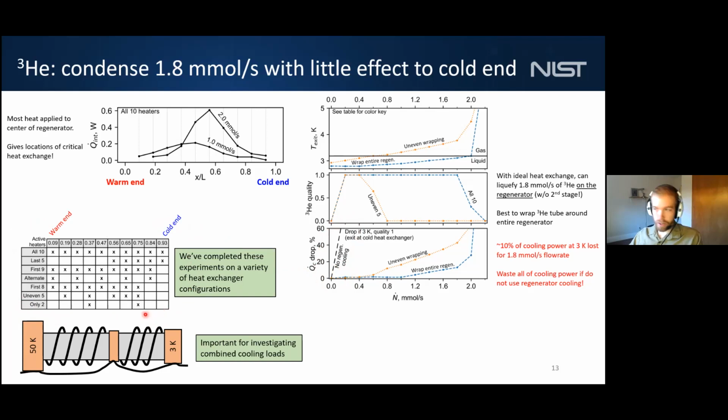And the reason why this experiment is important is because really what most people will want to do in practice is they want to do some combination of cooling loads. So they want to have some type of conductive load like electrical cables, and they might have to heat sink this in the middle of the regenerator. So that might change the way they can wrap this helium-3 line around the regenerator. So experiments like this are very important for investigating combined cooling loads.